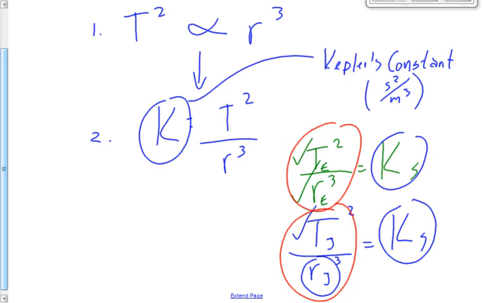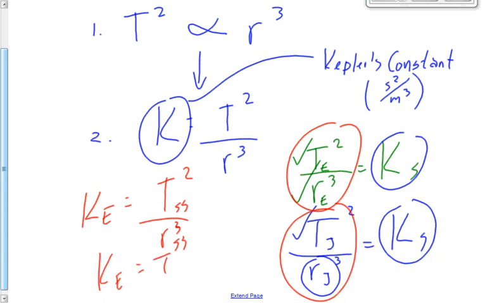The space station revolves around the Earth, right? Lots of satellites revolve around the Earth. The Earth has its own Kepler's constant. We could use t squared over r cubed for the space station, or we could use t squared over r cubed for a satellite. They're both the same, but they're not the same as what we have over here, because the Earth was our central body over here. The sun is our central body right there.